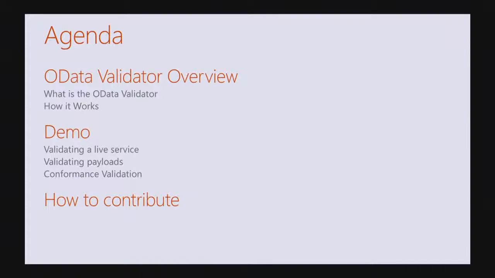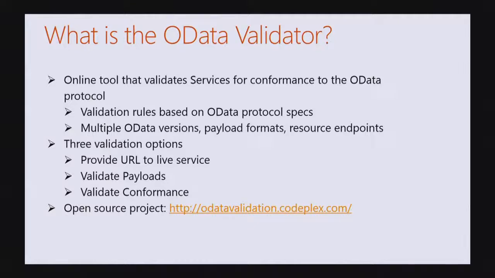We're going to talk about the OData Validator, what it is, how it works. We'll have a demo of it, and then finally how you can contribute to it if you're so inclined. So what is the OData Validator? The OData Validator is an online tool that allows you to validate an OData service. So you don't need to install anything, you don't need to buy anything. All you need is the URL to an OData service.